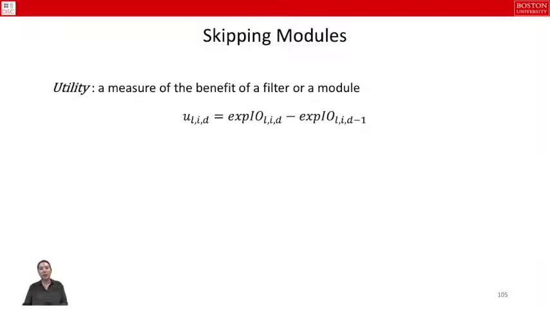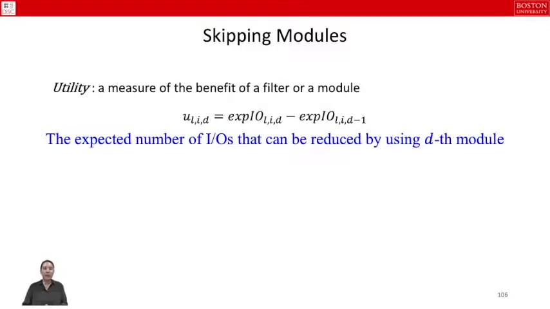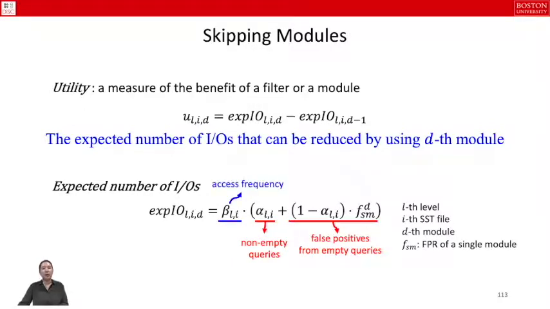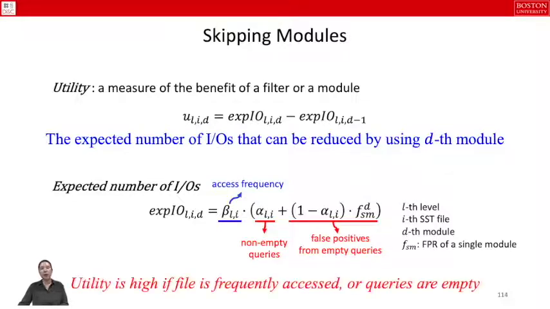In order to quantify the benefit of using filters, we introduced a new metric, utility. Utility is the number of IOs that can be saved by using a module. This is the formula for the expected number of IOs. IOs occur when there is a positive result from a Bloom filter. It can be either true or false. And the access frequency of the SST file also matters. Thus, utility is high when the file is highly accessed or queries are empty.